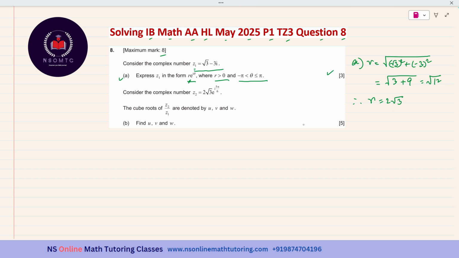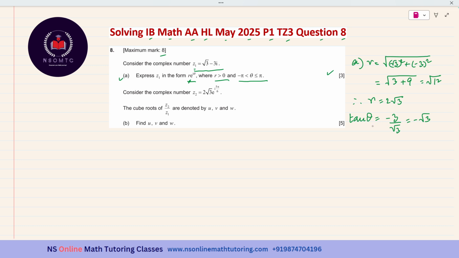Okay. And for the theta, tan theta, I'm not discussing why I am taking tan theta and all these things, because I'm assuming that you know these basics, because you have come to solve a question on complex numbers from the past papers. So tan theta equals negative 3 over square root of 3, which is equal to negative square root of 3. Now we have to find the value of theta, and tan theta is negative in the second quadrant and in the fourth quadrant.